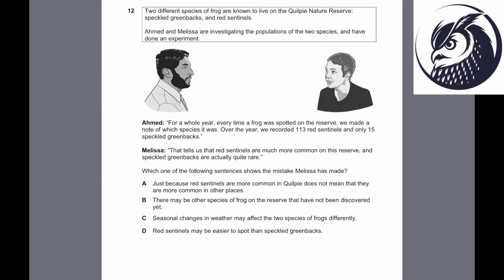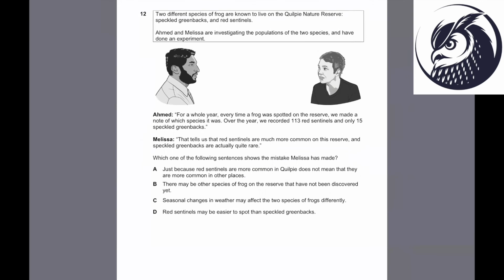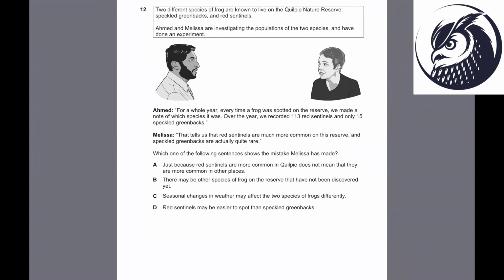Okay, again, remember, the best way probably is to always draw a diagram. So that's exactly what we're going to do. I'm just going to draw the diagram beneath. So what we want to do is draw a little flowchart of Melissa's argument. So she's basically arguing that since we know there's 113 red sentinels and only 15 greenbacks, based on these numbers, she's concluded that red sentinels are more common. Okay, so I'll just write that out.